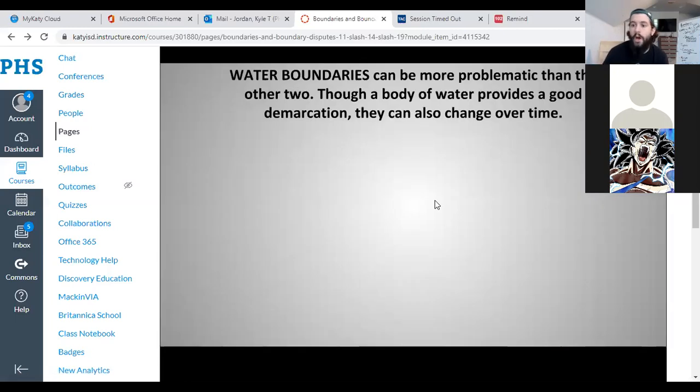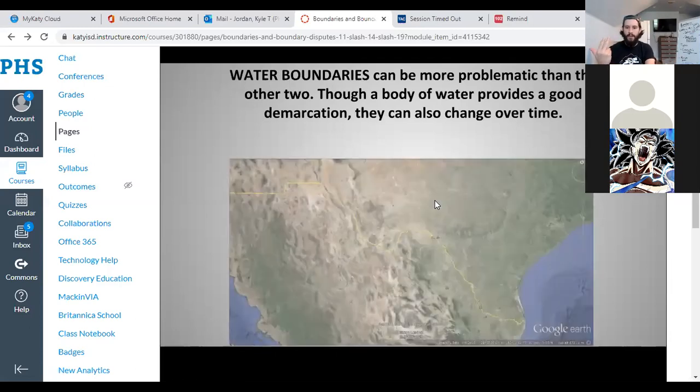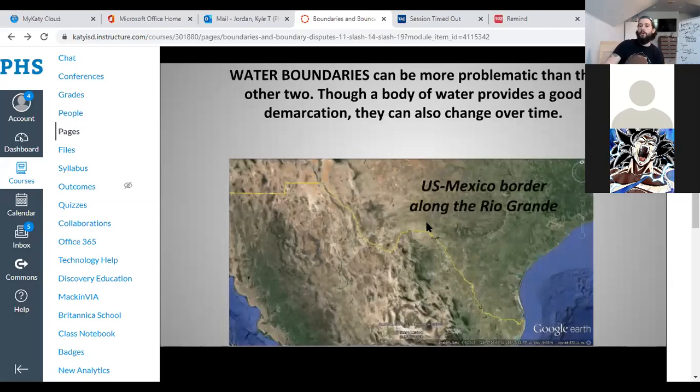All right. Water boundaries can be much more problematic than the other two because while a water boundary provides a good demarcation, they can change over time. Okay. The U.S.-Mexico border along the Rio Grande, right? Or Rio Grande, as you like to say. But it starts up here, right? This is all a water border, but it can move. It can shift over time. It has shifted hundreds of yards over the course of Texas and Mexico being two separate entities.